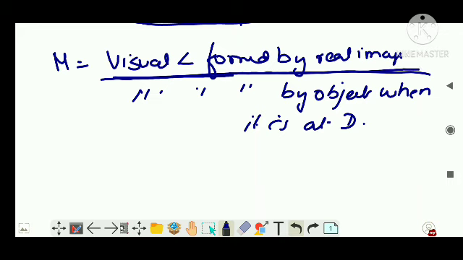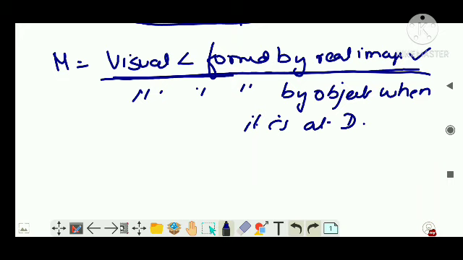Learn this equation by heart. You have an object kept before a microscope, and an image is formed. If that image makes an angle at the eye, that is known as the visual angle formed by the real image. Similarly, the angle when the object is kept at distance D, our near point, is written in the denominator.